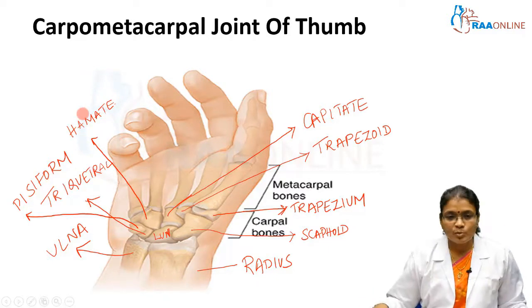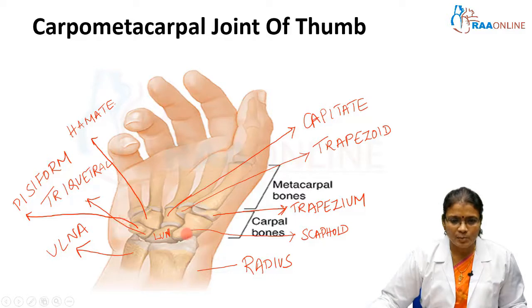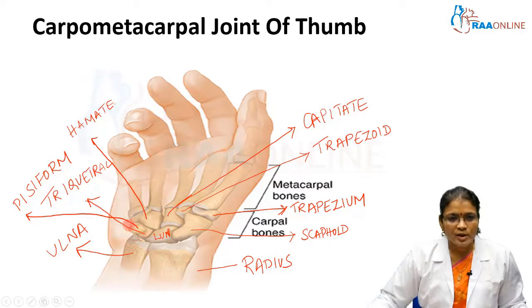So, how many carpal bones did we see? We saw 8 carpal bones which are arranged in 2 rows, a proximal row and the distal row. Proximal row bones: scaphoid, lunate, triquetral, and over triquetral you have one more bone called pisiform. And the distal row of 4 bones from lateral to medial side are trapezium, trapezoid, capitate and hamate. These are the carpal bones.